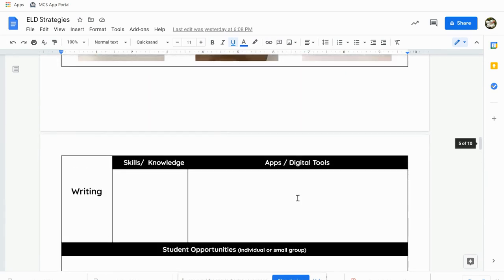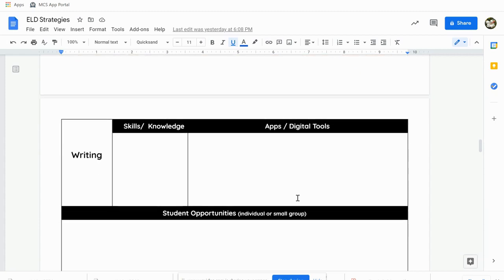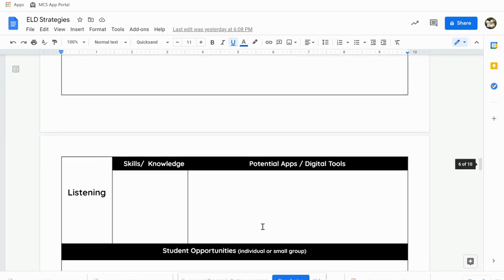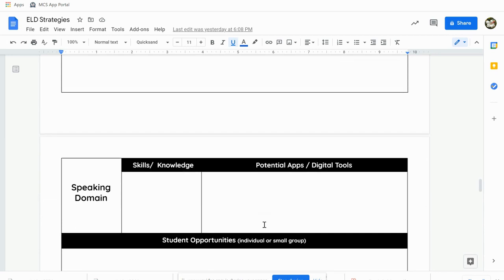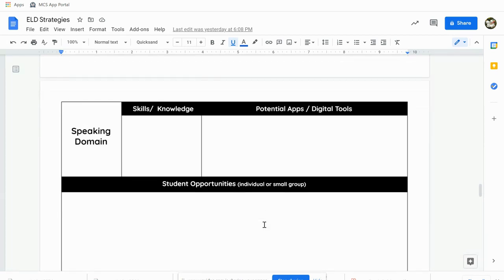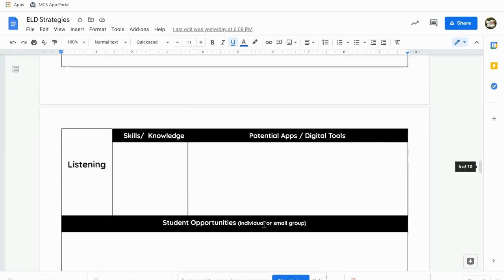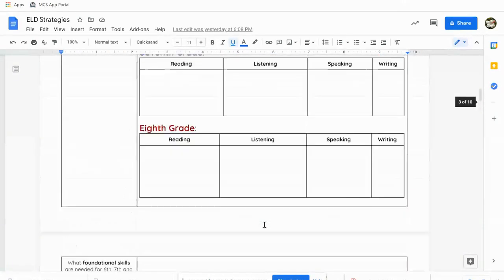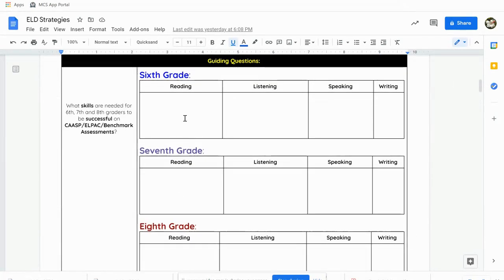But now I would like for you to complete the remaining portions of this document. So the writing section to be done exactly like I did at the top, the listening section, as well as the speaking section. Now, where did I get those from? I will scroll back up very quickly. That is what we discussed at the top. Those were your guiding questions, right?